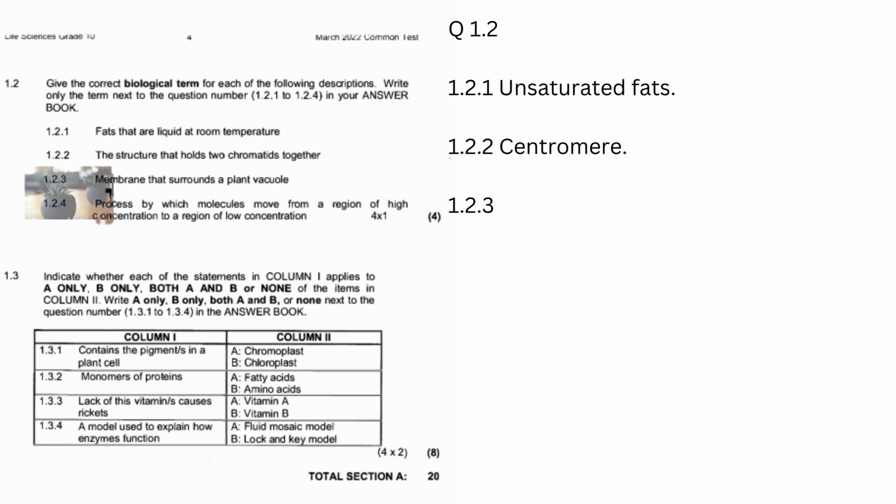Question 1.2.3. Membrane that surrounds a plant vacuole. The answer is tonoplast.